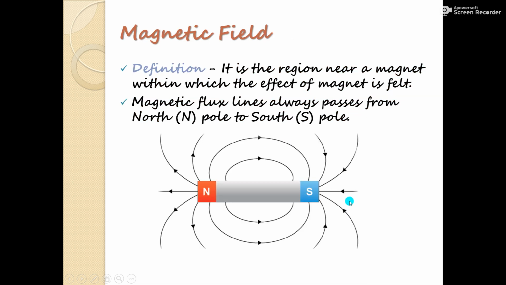Now let us see some terms related to magnetic circuits. Magnetic field: it is the region near a magnet within which the effect of the magnet is felt. Magnetic flux lines always pass from north pole to south pole. So you can observe in this picture the magnetic lines of force which are traveling from north to south pole, and the presence of the magnetic field is there.